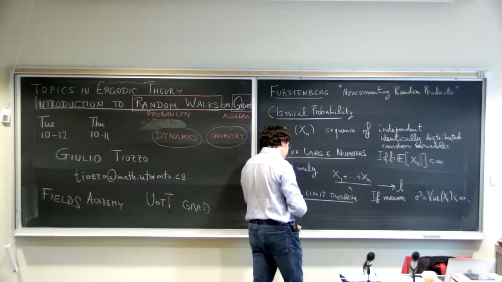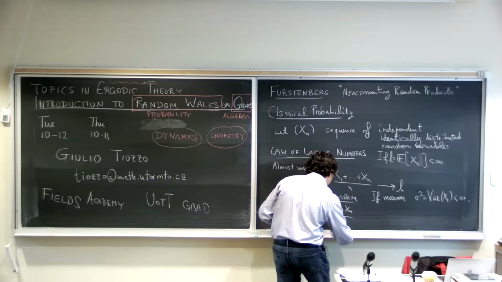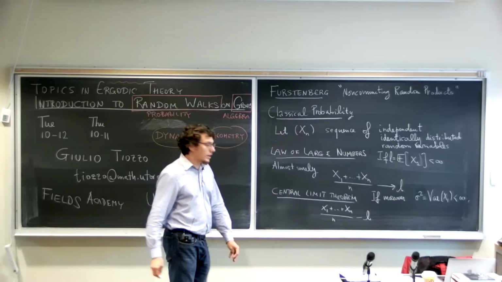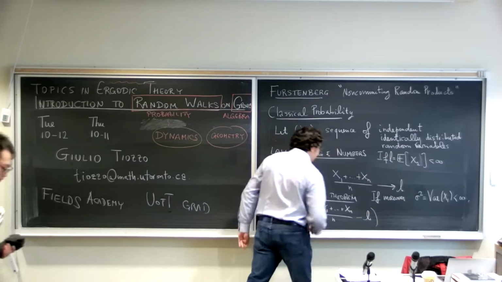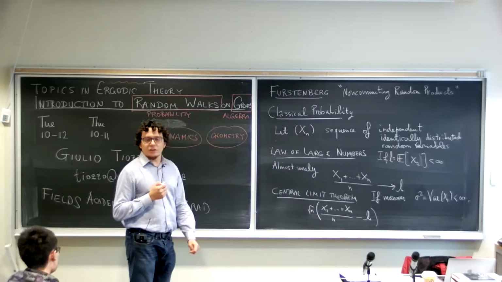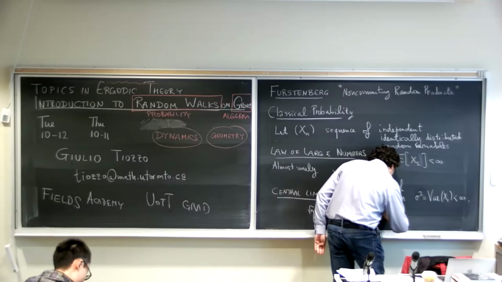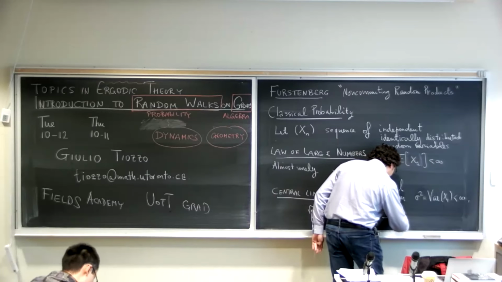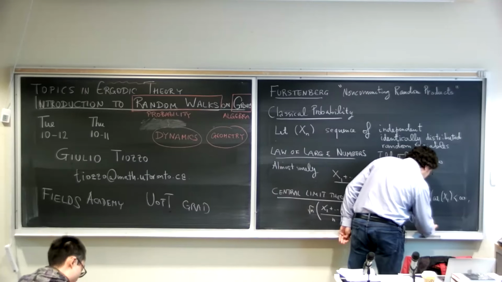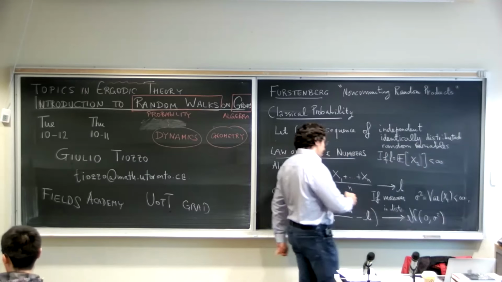In fact, the way you would do it is like this: you take (x1 plus ... plus xn) over n, minus L. So this is the difference. And now we want to amplify this, so we multiply by square root of n. So this is a new random variable, and this one converges weakly, or converges in distribution, to a normal distribution with mean zero and variance sigma squared.